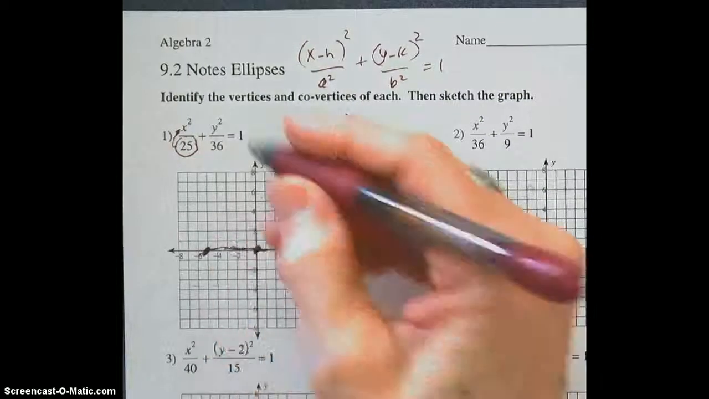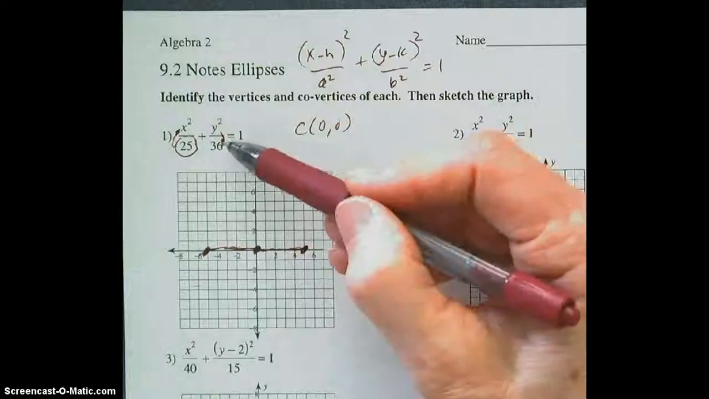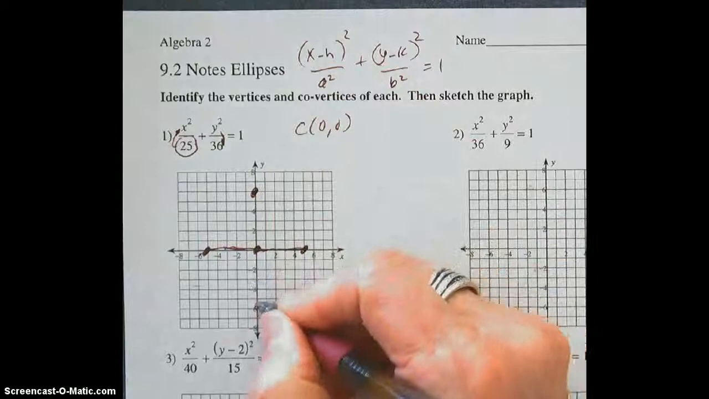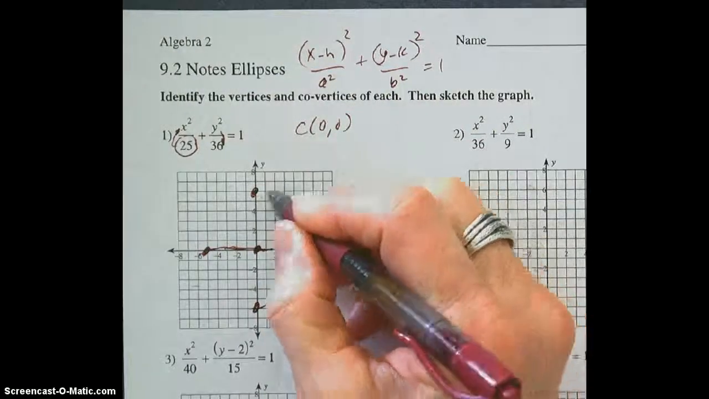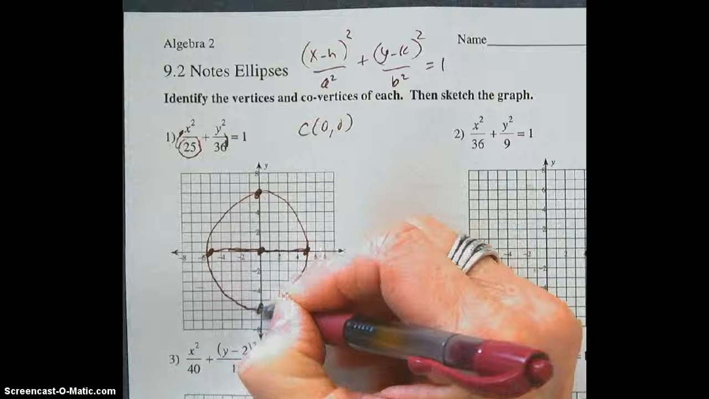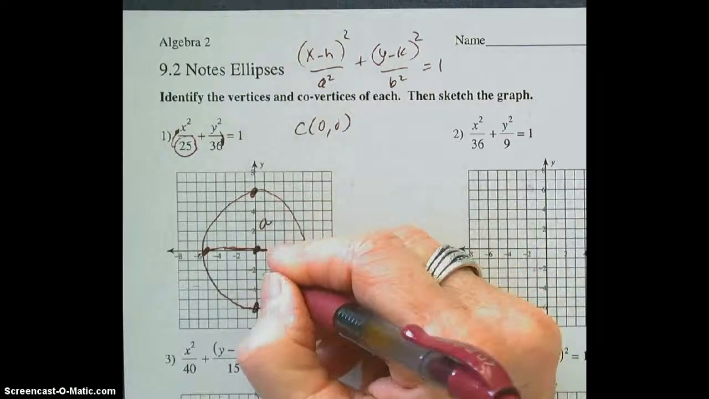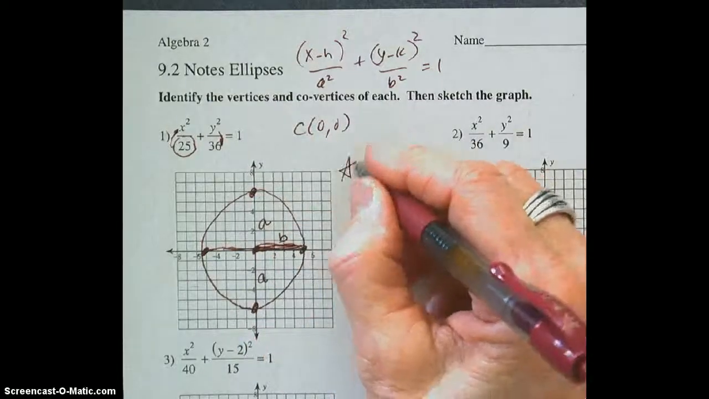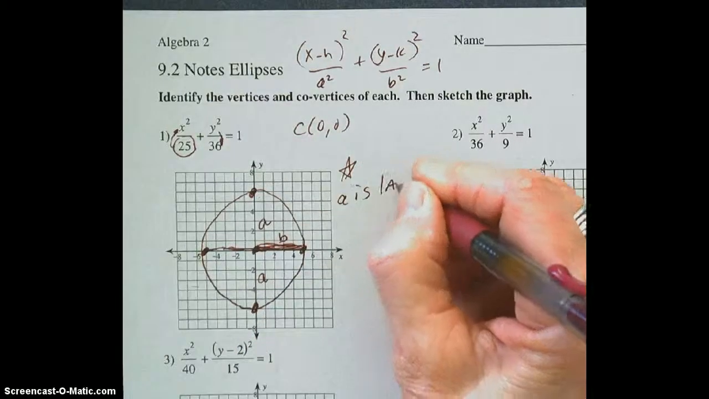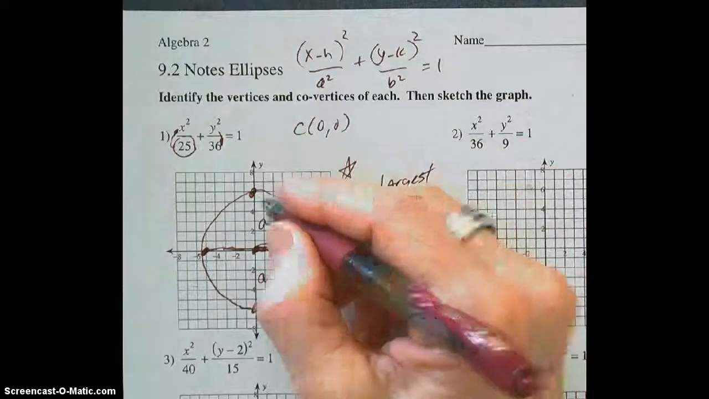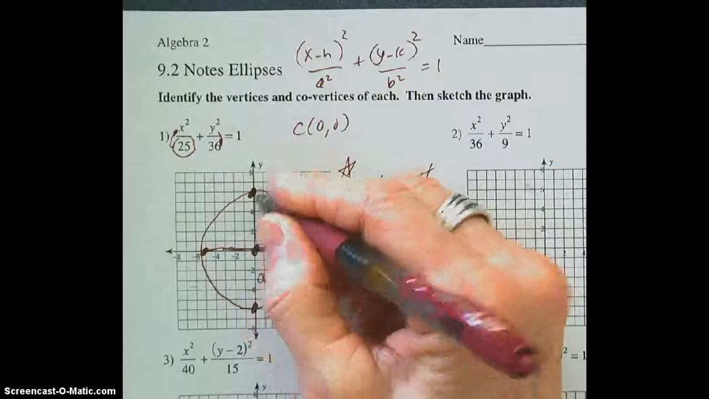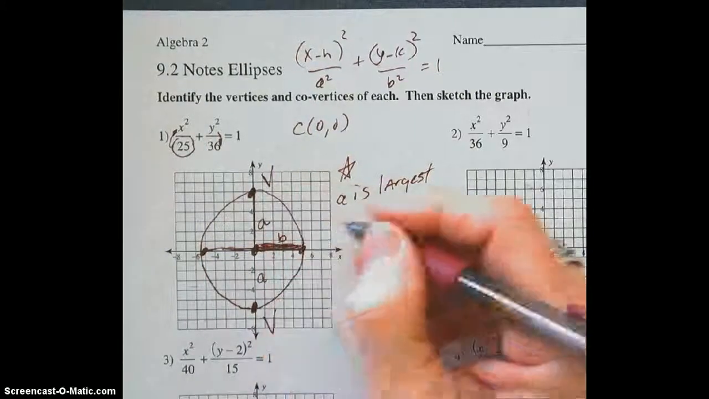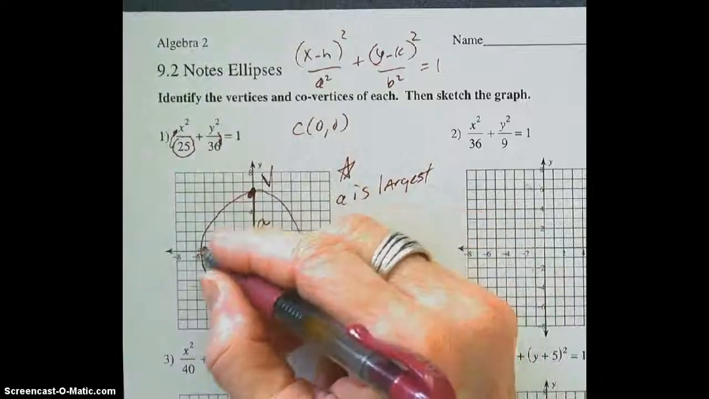Since 36 is underneath the y, this tells us to move in the y direction, and the square root of 36 is 6. So we're going to move up 6 and down 6. And we connect these 4 points as smoothly as we can. And how do I know if I have a vertical or a horizontal ellipse? Write yourself a note. A in an ellipse is always largest. So A is the distance between the center and the vertex. So these would be your vertices. The smaller side will be your co-vertices.